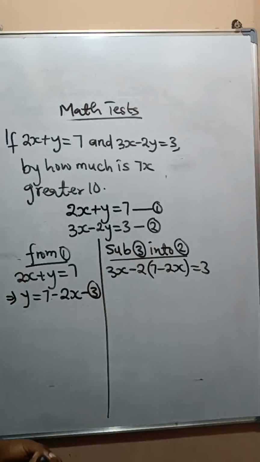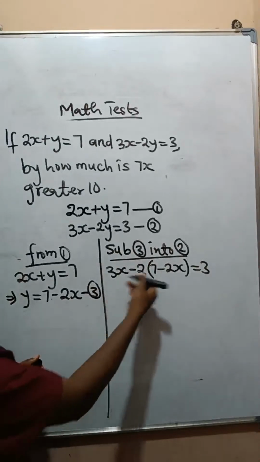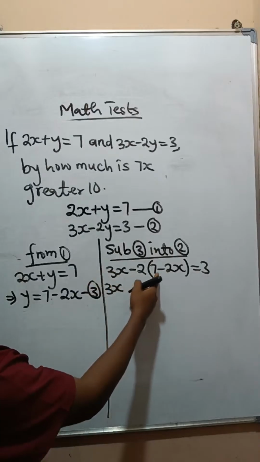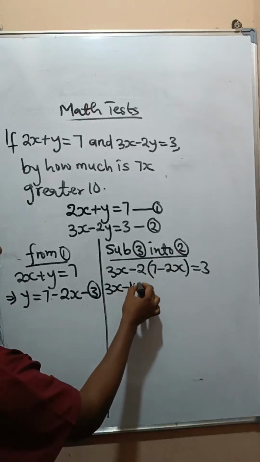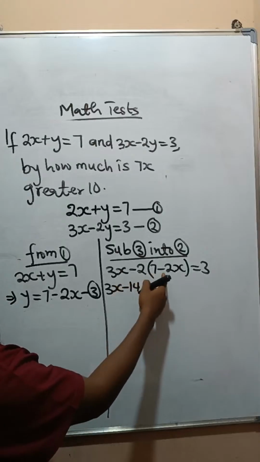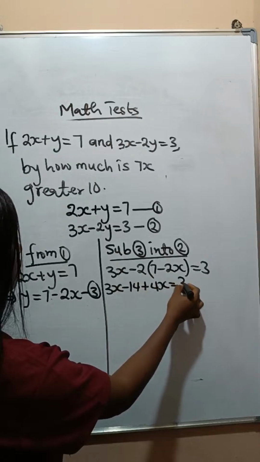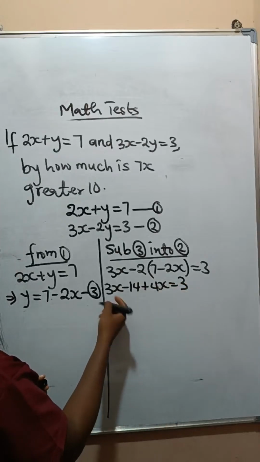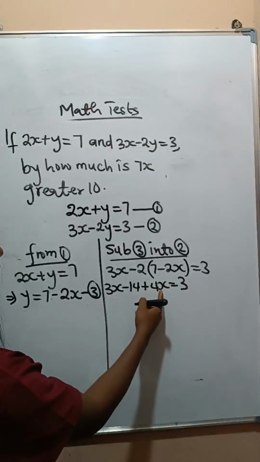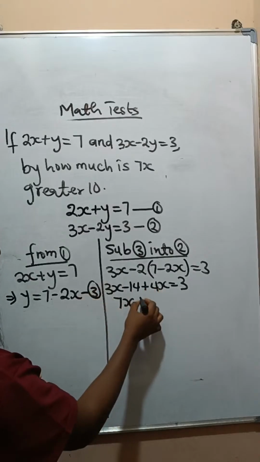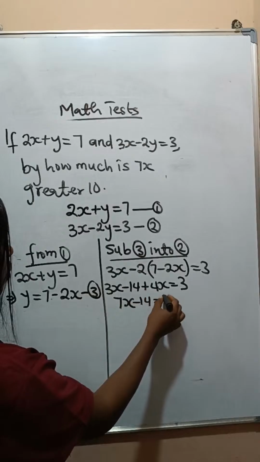Okay, then the next thing is we open the bracket. We have 3x minus 2 times 7 is minus 14. Minus 2 times minus 2x will be plus 4x is equal to 3. So we have 3x plus 4x will give us 7x minus 14 is equal to 3.